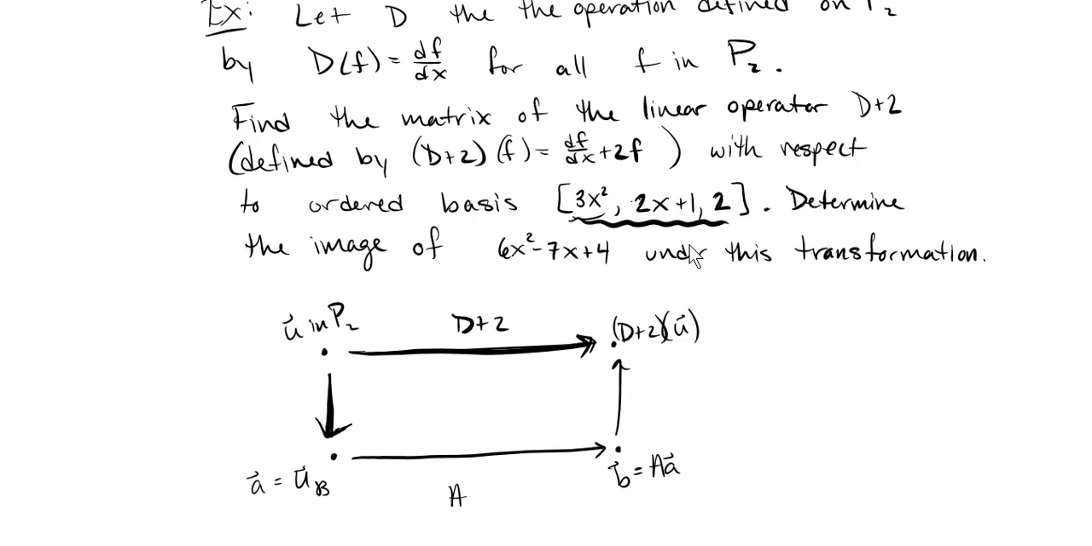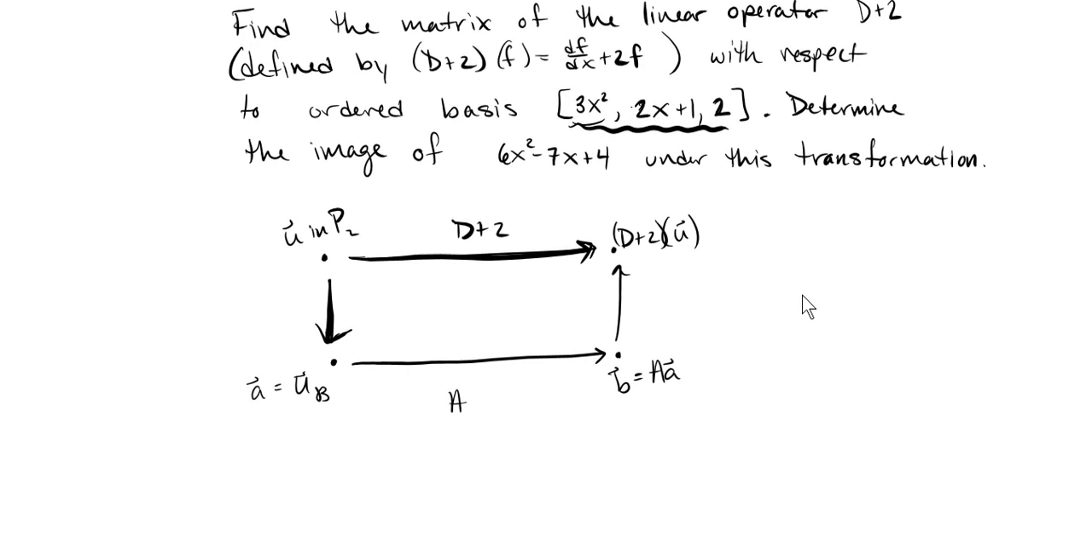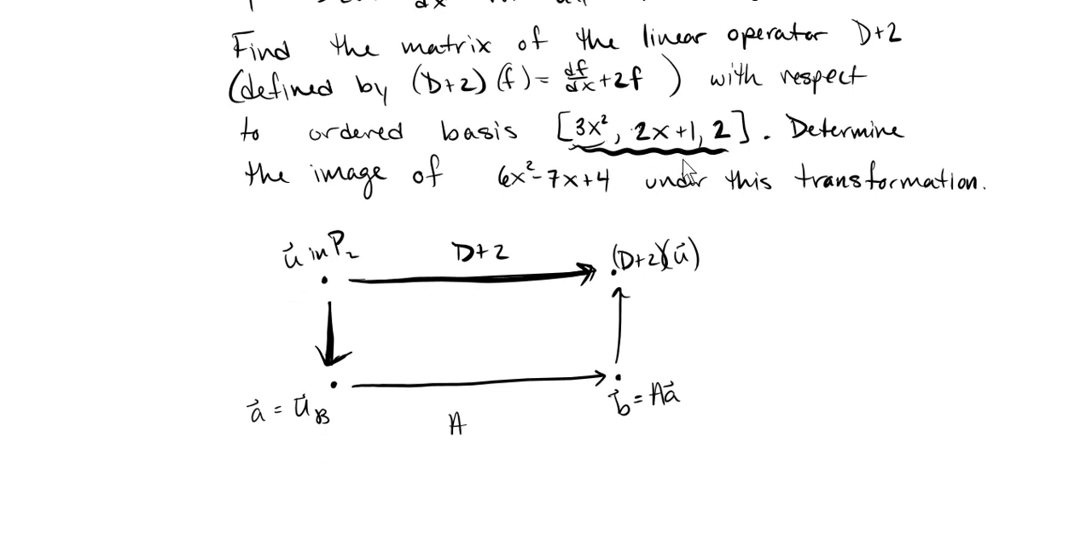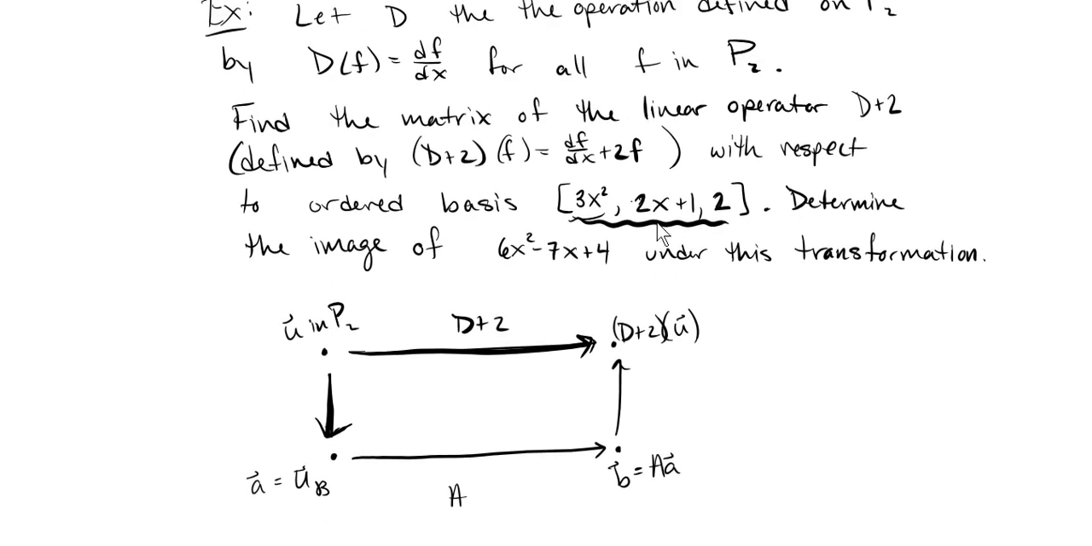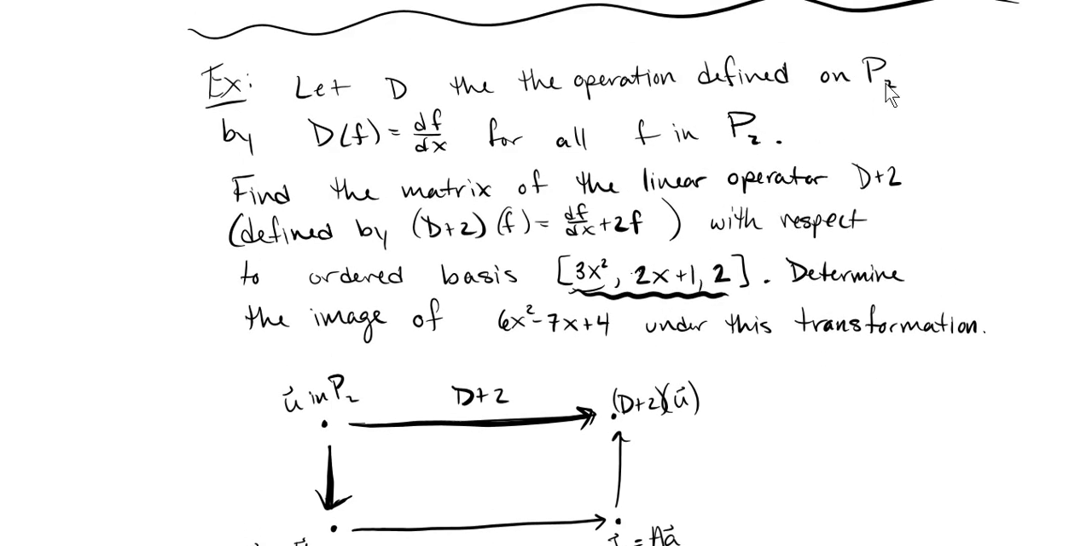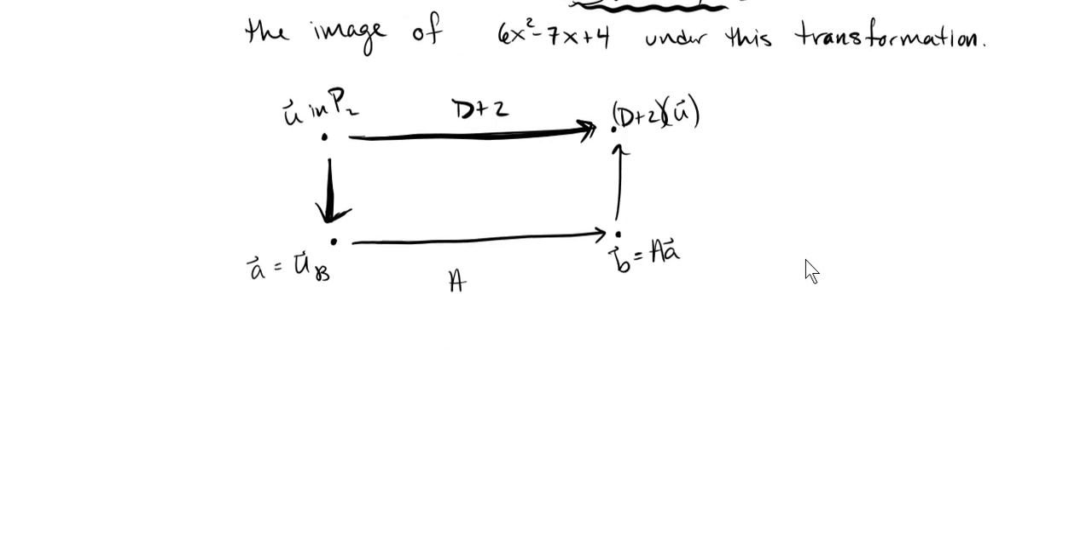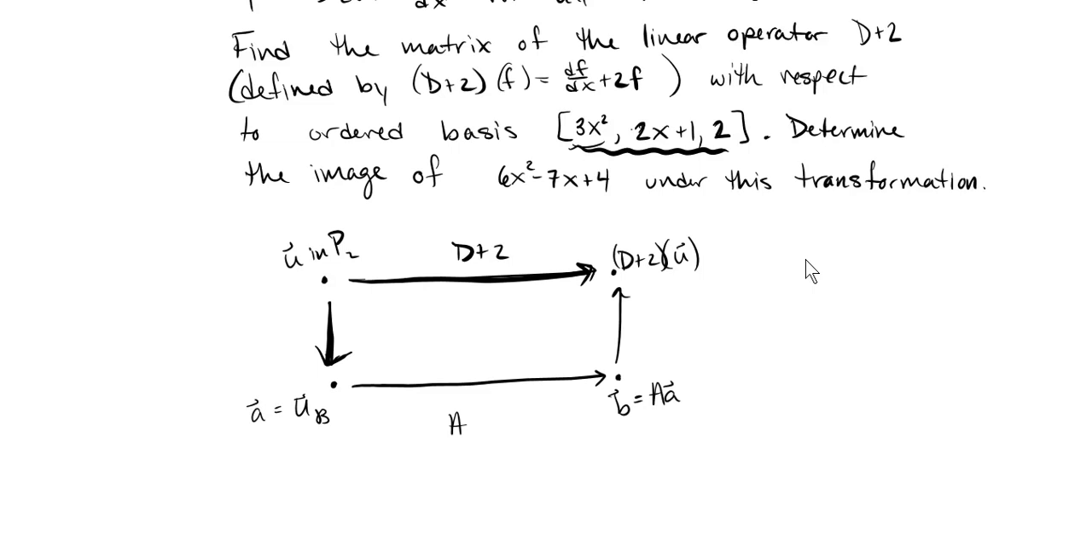So remember, what we need to do is take the image of these basis vectors and then express those images in terms of our basis vectors. Here we're only given one basis because the domain and codomain are both P2. So we're going to express both domain and codomain as coordinates in terms of that same basis, 3x squared, 2x plus 1, 2. So we need to take each of those basis vectors and apply this operator.